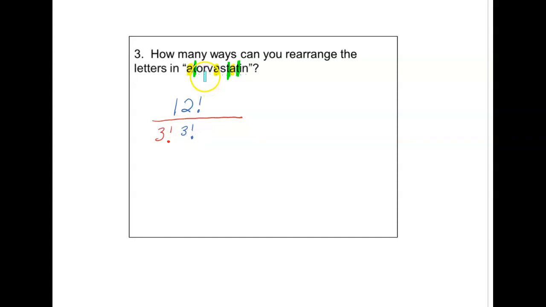There's only one O, one R, one V, one S, one I, and one N. So technically you have to divide by 1 factorial, 1 factorial, 1 factorial, and so on, but we typically do not write them. So all the ways you can rearrange the letters in this medication would be 12 factorial divided by 3 factorial, 3 factorial. Doing that on your calculator, you will get 133,056,000.